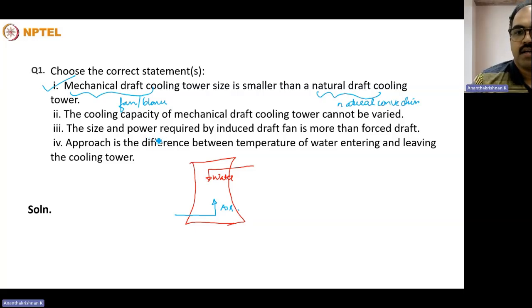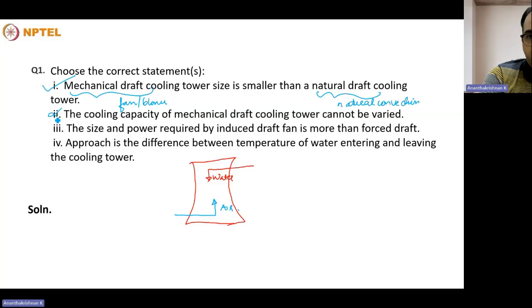The second one is cooling tower. Cooling capacity of a mechanical draft cooling tower cannot be varied. It's wrong. The cooling capacity could be termed as how much heat will be taken out by the water. It can be varied based on the range that we can set for the water. Depending upon the size of the cooling tower, the capacity can be varied.